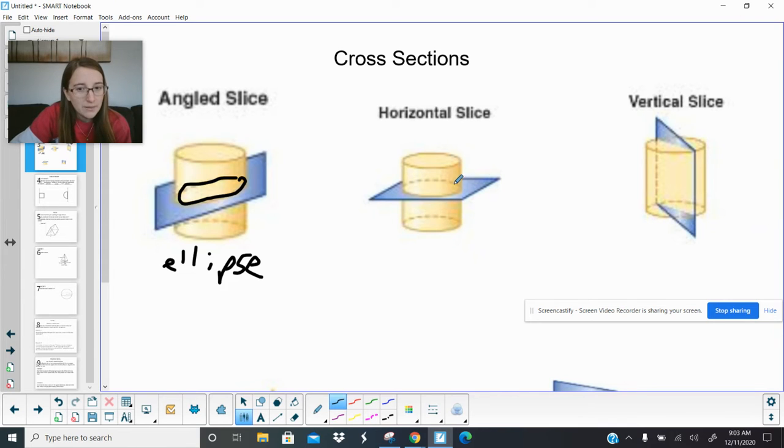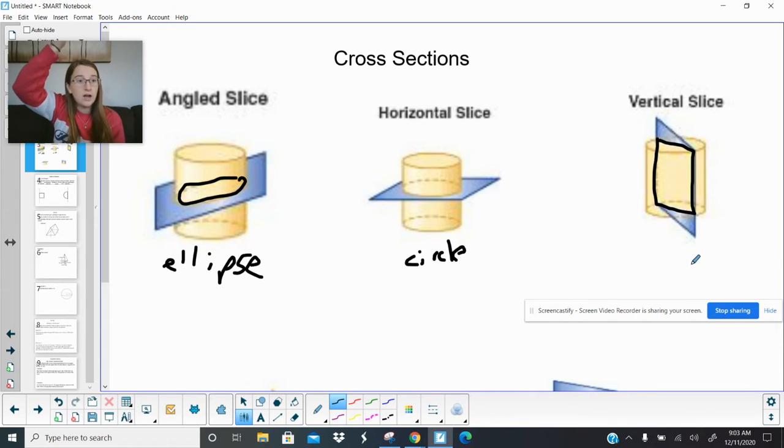What shape will this be? This will be a circle, and that's because we have a circle base here that I am cutting parallel to. So if I were to turn it to face me, it would be a perfect circle because it's cut flat on.